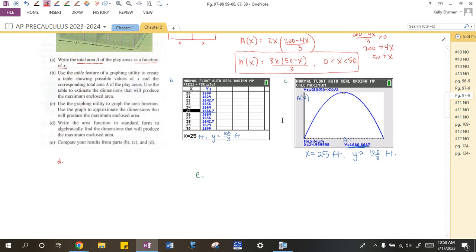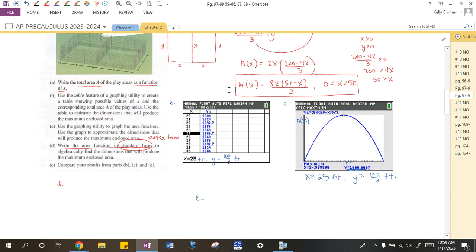And then part D says, this is kind of interesting, write the area function in standard form. Remember, standard form is vertex form. To algebraically find the dimensions that will produce the maximum area enclosed. So again, this is just like a third way. You can look at things on a table, on a graph, or from the equation. Now, I don't really want to complete the square on this area function. I'm going to use the vertex formula and then just write it in standard form because it doesn't tell me to complete the square. So if I'm not told, I'm not really going to do it by choice.